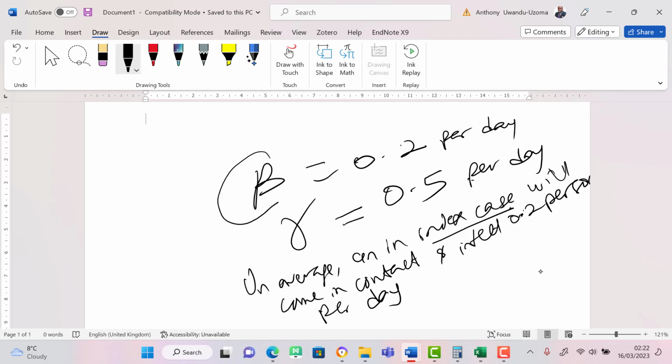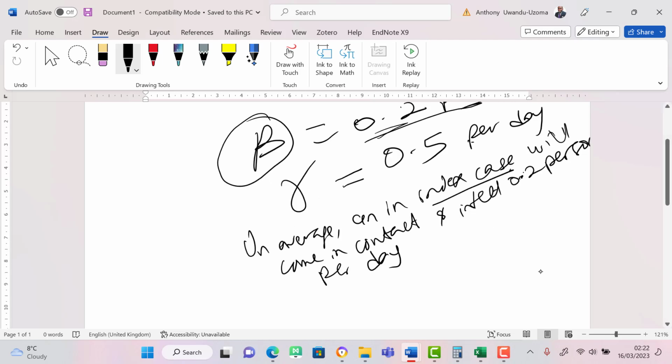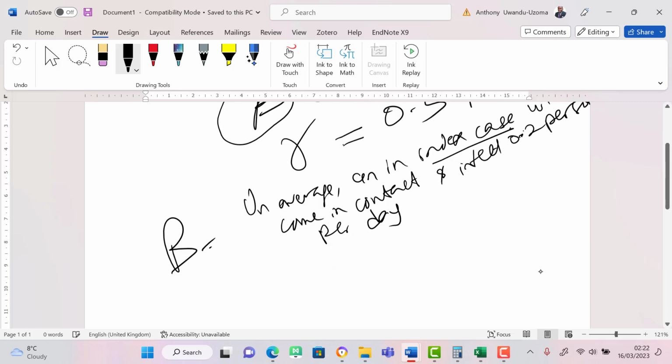That is how they interact: the number of persons an infected person will infect per day, that is, the number of persons they will come in contact with and infect. That's 0.2. So this is for B. Now, how do you interpret R?